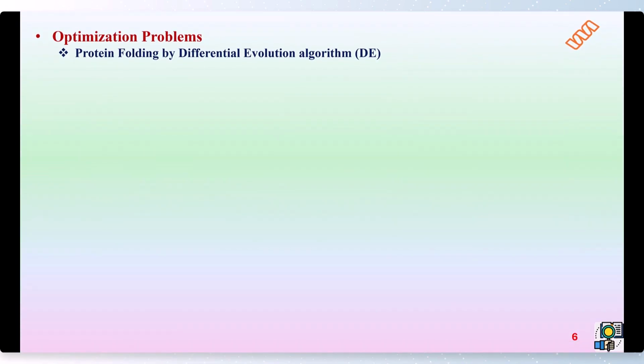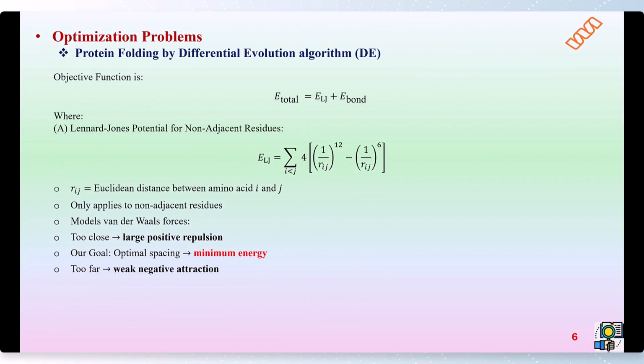So this is our objective function, E total, which is equal with E_LJ, LJ stands for Lennard-Jones potential equation, plus E_bond, which is the bond energy equation. In A, we can see Lennard-Jones potential equation, in which r_ij is Euclidean distance between amino acids i and j, which only applies to non-adjacent residues. Equation models van der Waals forces. Too close, large positive repulsion. Too far, weak negative attraction. And our goal is optimal spacing, which is minimum energy.